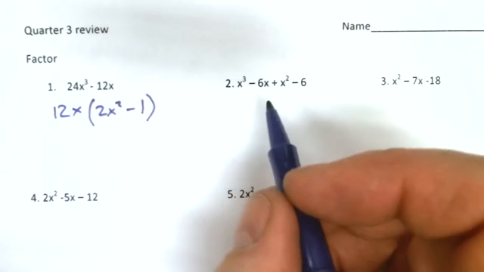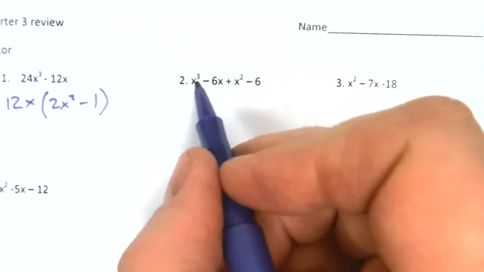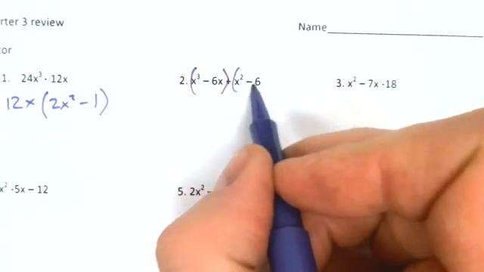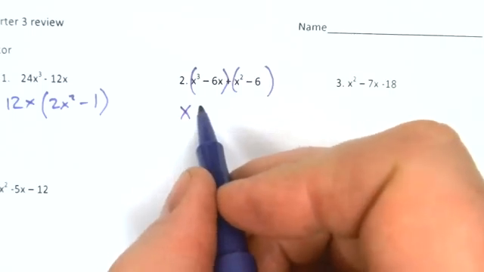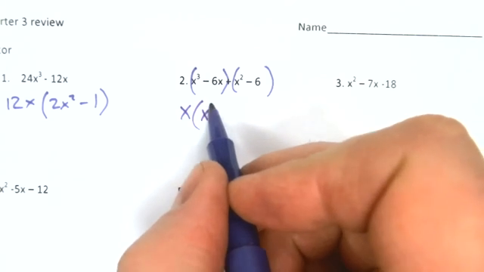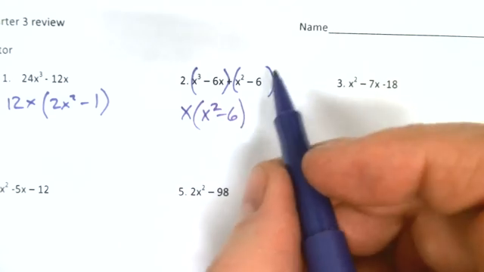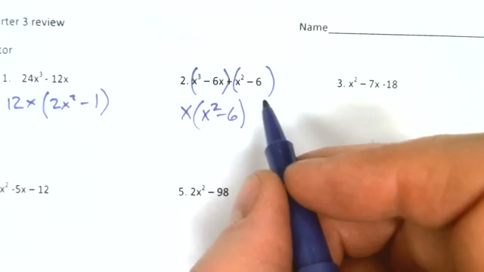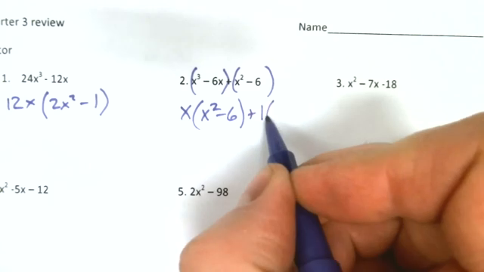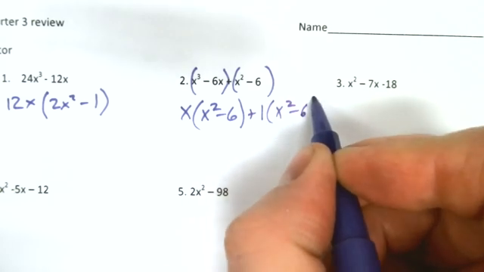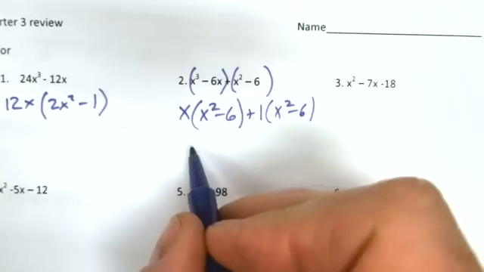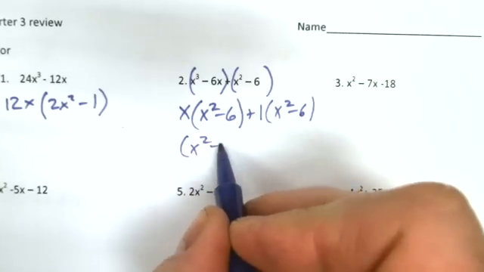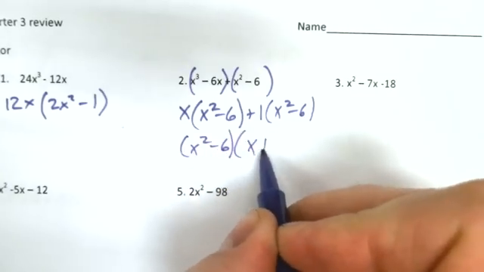For number 2 here, the only thing that we know how to do when there's 4 terms is to factor it by grouping. So let's take the greatest common factor of the first grouping, taking out the x, leaving me with x squared minus 6. In the second one, there is no greatest common factor, so we're going to take out a 1, leaving us with x squared minus 6. Notice that the two things in the parentheses are the same, so we can regroup this by writing x squared minus 6 times the quantity of x plus 1.